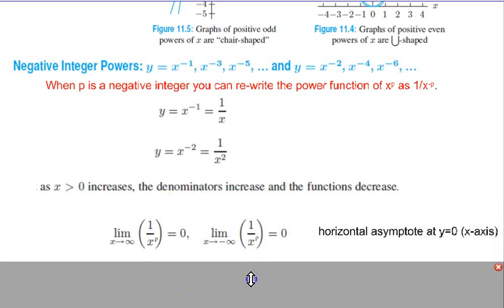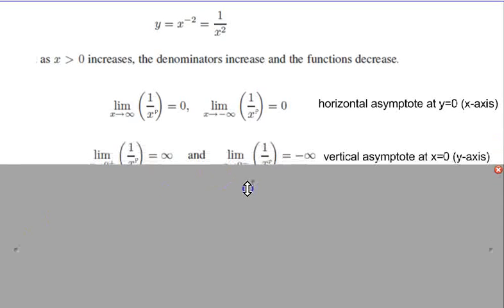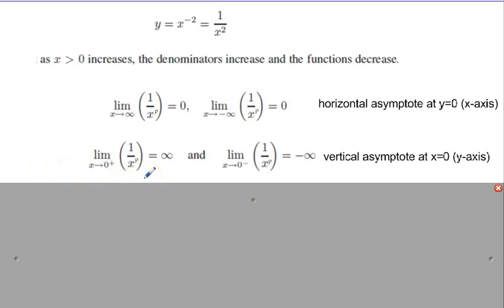Okay, so for both of those situations, as x approaches infinity, from both the positive side and negative side, we end up with function values being closer to 0, which makes sense, which means we have a horizontal asymptote at y equals 0, or the x-axis, regardless if p is positive, a negative even integer or a negative odd integer. And as x approaches 0, the power function values seem to get closer to infinity, which implies that there's a vertical asymptote. So whether p is an odd or an even negative integer, you will always have a horizontal asymptote and a vertical asymptote.